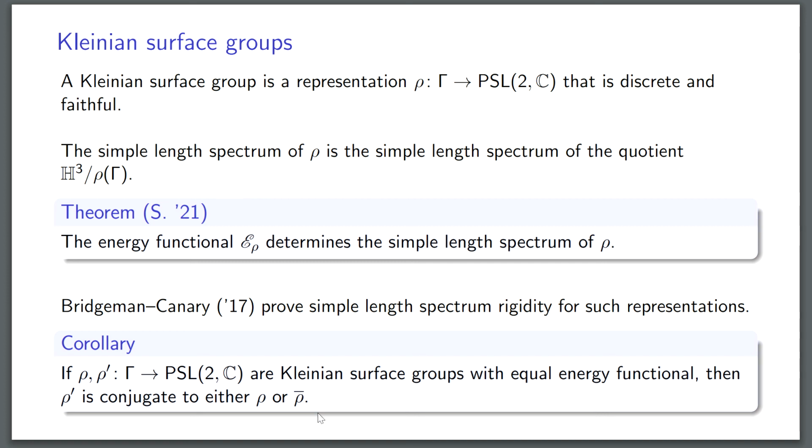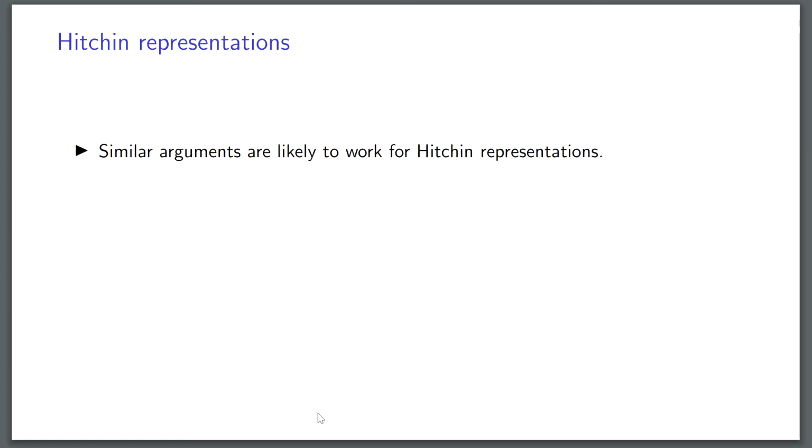And in this way we see that, at least for Kleinian surface groups, the energy spectrum does encode a lot of information about the representation, in fact enough to identify it almost uniquely. I would like to run a very similar argument for Hitchin representations. However, it's not yet complete.